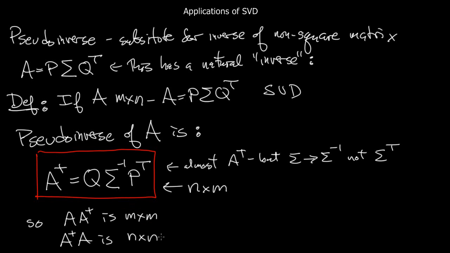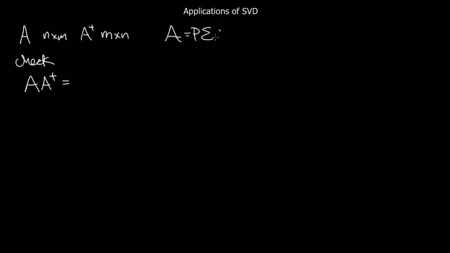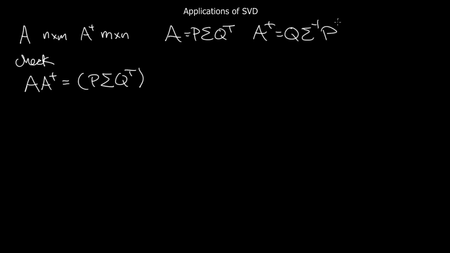Okay, so let's see if this thing has a chance of being an inverse, or how close it is. Let's see what kind of properties it satisfies. So we start with our matrix A. This is a misprint. It's really m by n, and A plus is the transpose size. So let's check, what is A times A plus? A was P sigma Q transpose, and A plus is Q sigma inverse P transpose.